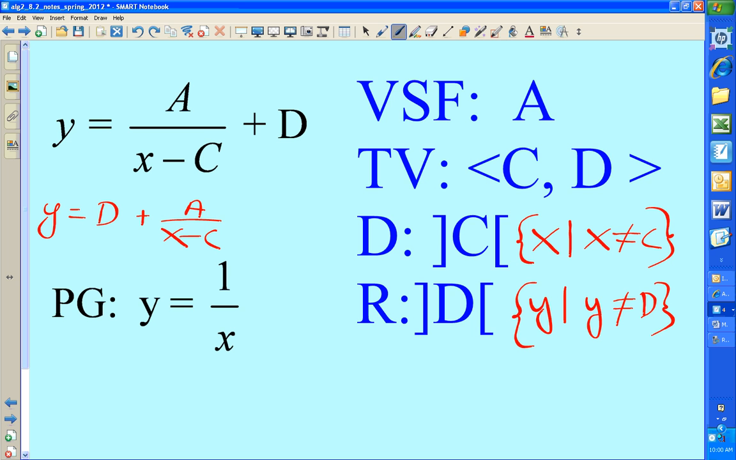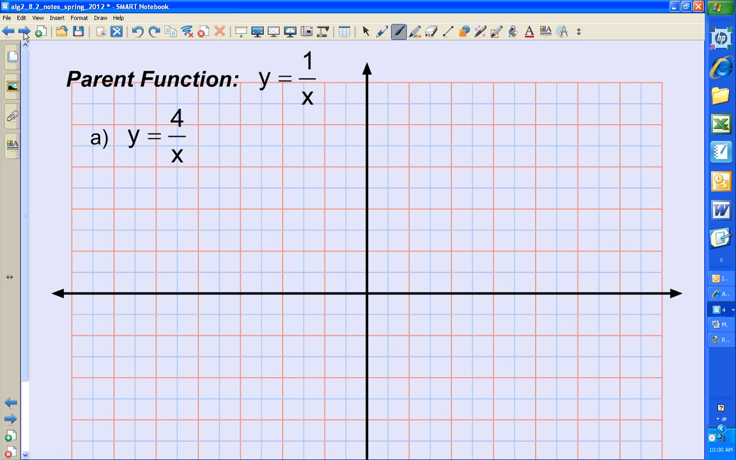Everybody good here? Look at an example. Here's the drill. This one's only got a stretch factor, so your list is going to be pretty short. You're going to have a parent graph and a vertical stretch factor. Technically, your translation vector is going to be 0, 0. We want to know the horizontal asymptote equation, the vertical asymptote equation, the domain, and the range. When you're dealing with parent graphs that are hyperbolas, your list is pretty long, but it's pretty easy too.